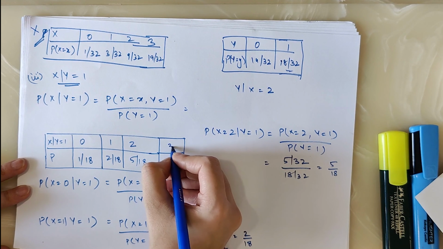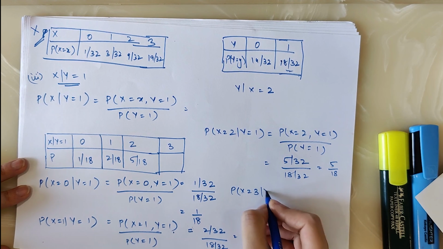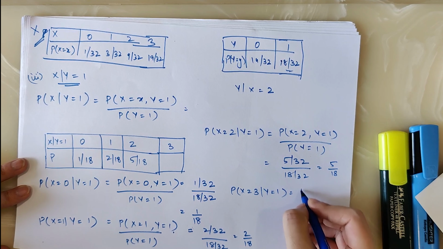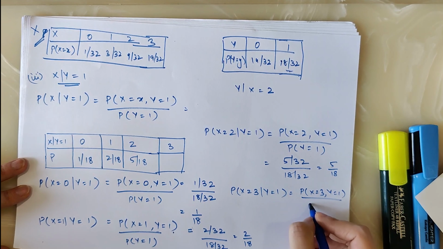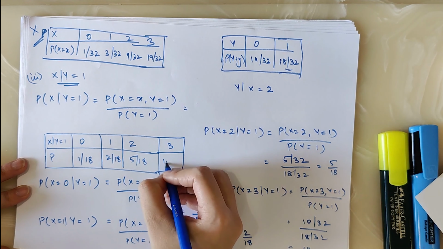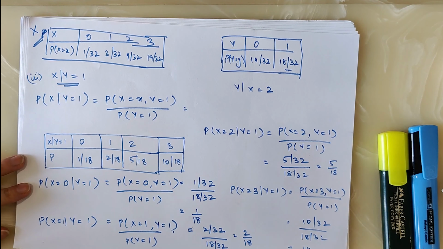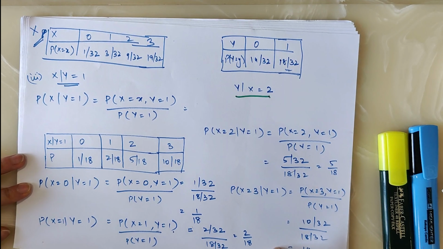Now for x is equal to 3, we have probability x is equal to 3 given y is equal to 1 is equal to probability x is equal to 3, comma y is equal to 1 upon probability y is equal to 1, which is 10 by 32 upon 18 by 32, which is 10 by 18. Now we have to calculate y given x is equal to 2.